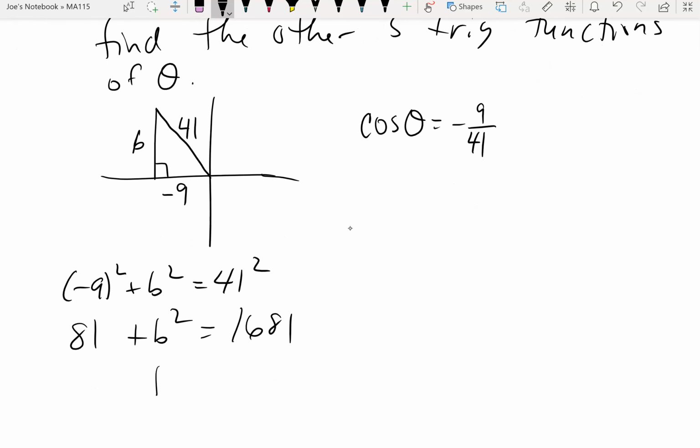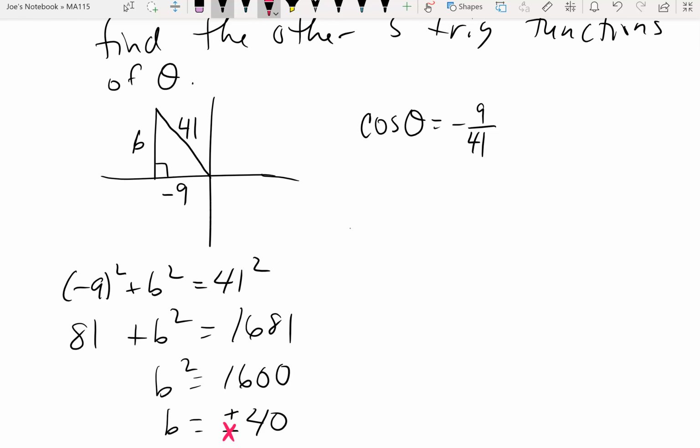So your b squared will be 1600. Yep. So if I take the square root of both sides, what do I get? 40. Now technically, you get plus or minus 40, right? When you take the square root of both sides of an equation, you get plus or minus, right? Now, why is it that we want the positive in this case?